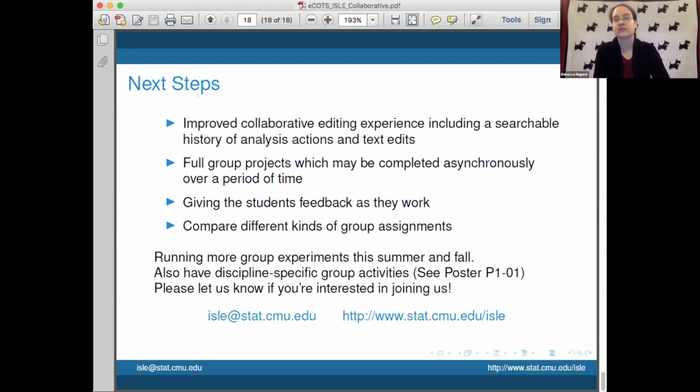And we'd also like to do experiments where we compare different kinds of group assignments. So what's the impact of doing a random assignment versus letting them get together in groups, etc.? We're running more group experiments this summer and fall, and we also have some discipline-specific group activities. We had a poster this morning, and you can see it this afternoon. Please check that one out. And we're open for anybody joining us.